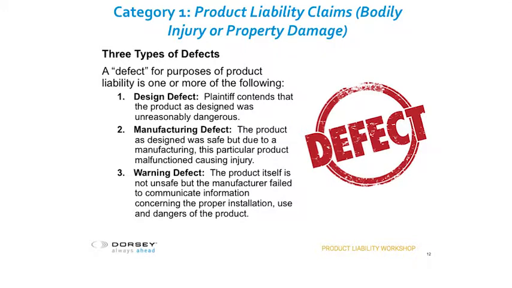The triggering event is placing a defective product into the stream of commerce that causes injury to person or property. There are three basic categories of product defect, and these can be pursued simultaneously, or the plaintiff can pick which of these types of defects he or she is going to pursue. There's a design defect, a manufacturing defect, and a warning defect. And we're going to break these down very briefly as time permits.